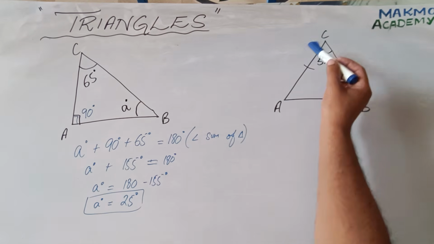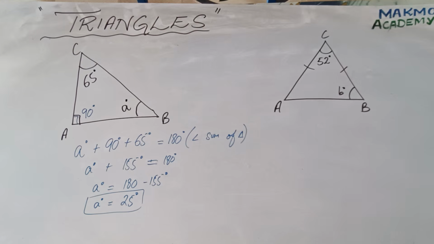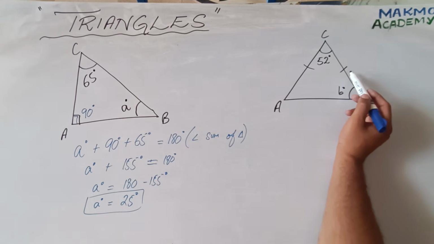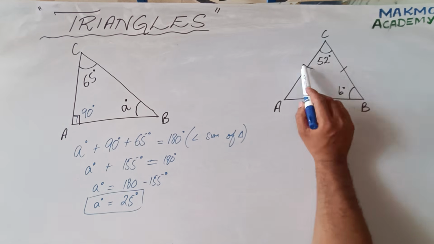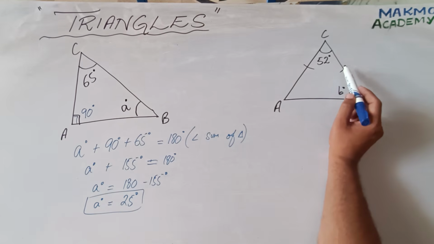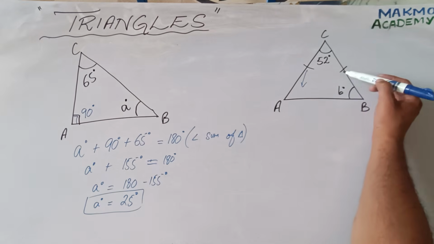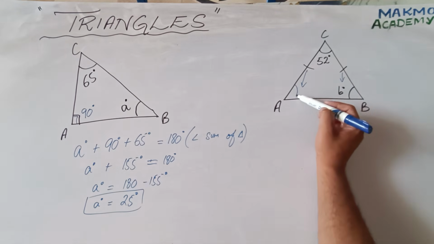Now in this problem, line AC and line BC are both equal to each other. How do we know that these two sides are equal? Because there is a small line over here and a small line over here, which says that the lengths of these two sides are equal. If two sides are equal in length, then the angles beneath those two sides are equal in size.